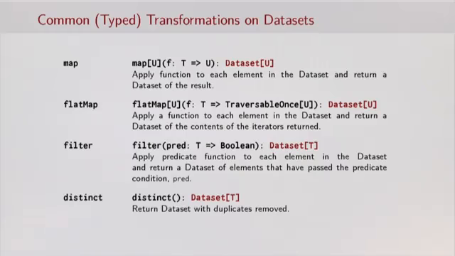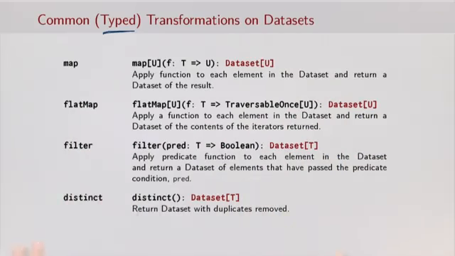So let's go through some of the common typed transformations on datasets. All of these look pretty familiar, don't they? So we have a map operation, which takes a function from T to U and returns a new dataset, just like all the other maps that we're used to. The same is true for flatMap, and the same is also true for filter. So filter takes a predicate, and it returns a dataset out. Distinct is also the same. Distinct returns a new dataset with all the duplicates removed. So these are all transformations because they return datasets, and they're all typed because they keep this type information around.